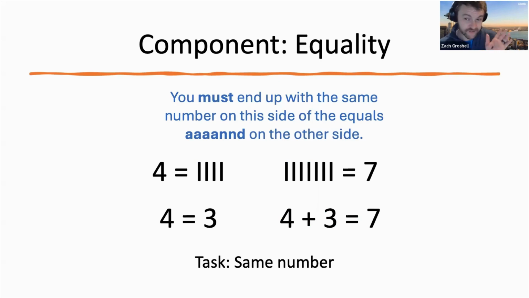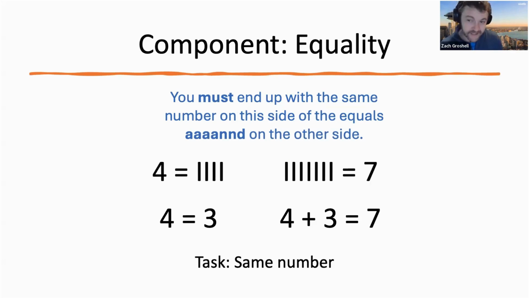You can teach children this rule very early on, from the very beginning, doing tasks like this, where I say, is 4 the same number as 1, 2, 3, 4? Yes, it is. Is 4 the same number as 3? Kids say no. What about these lines and 7? Is this the same number as on the other side of the equal sign?